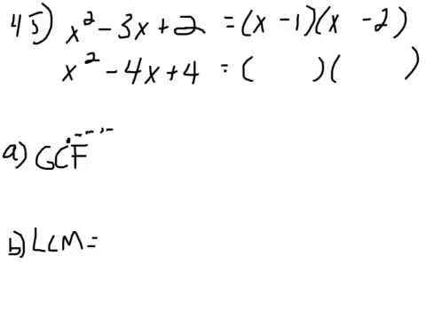All right, on this other one, if it factors, I'm thinking what multiplies to give me a positive 4 but adds to give me a negative 4? Well, that would be x minus 2 and x minus 2. Negative 2 times negative 2 is a positive 4, and negative 2 plus negative 2 is a negative 4.